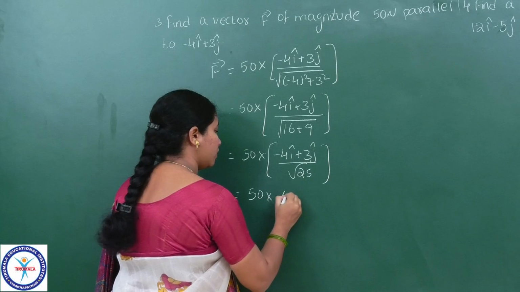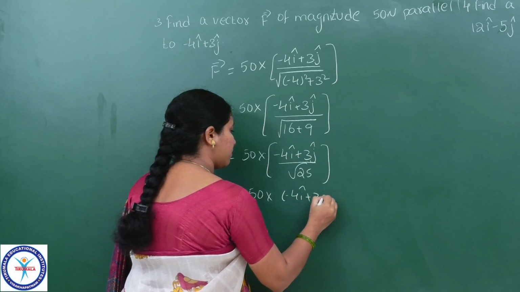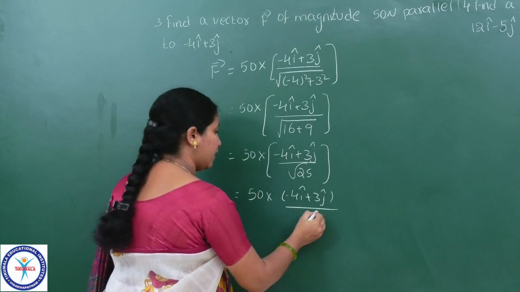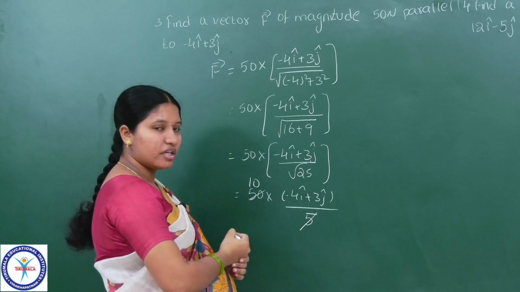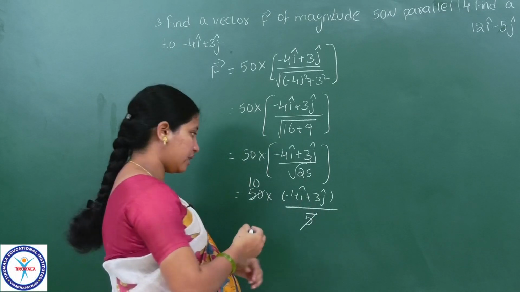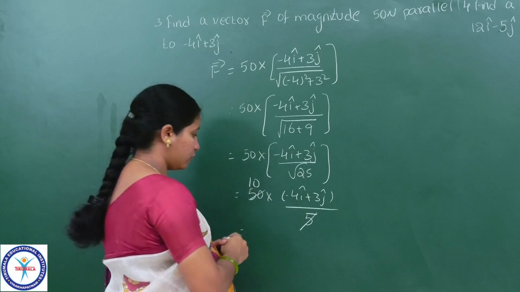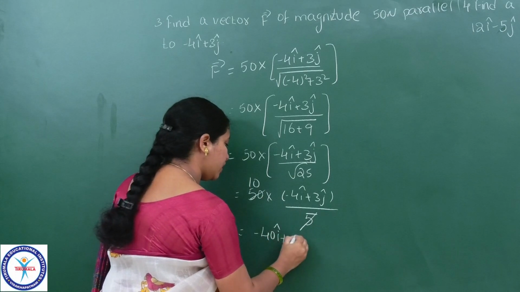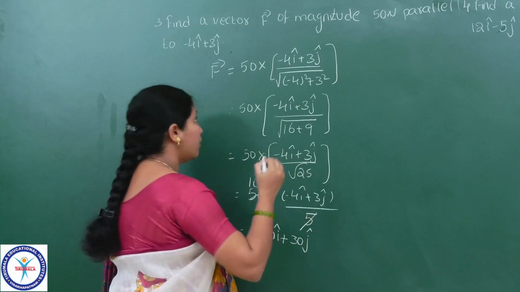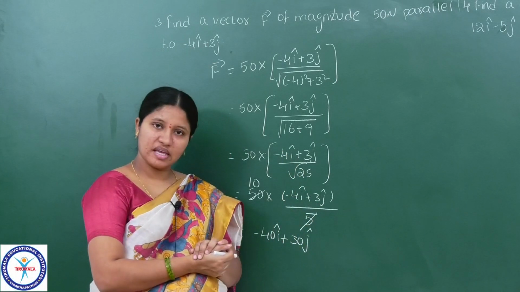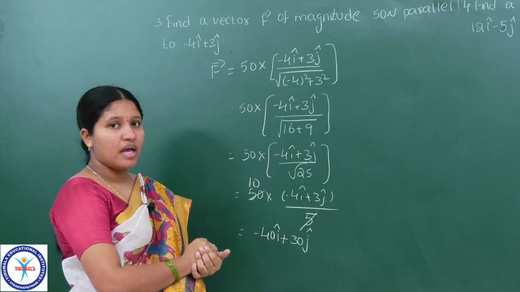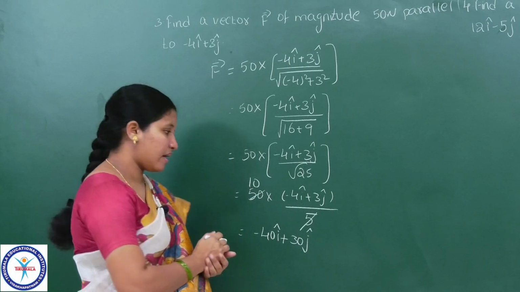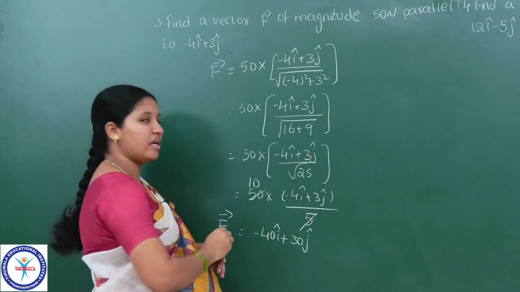So 50 into minus 4i cap plus 3j cap divided by 5, and 5 cancels 50 10 times. Now distribute 10 to the terms present inside the bracket. So 10 into minus 4 gives us minus 40i cap and plus 10 into 3, 30j cap. So the vector F bar, which is having a magnitude 50 newtons and parallel to the given vector, is minus 40i cap plus 30j cap, which is nothing but the required vector F bar.